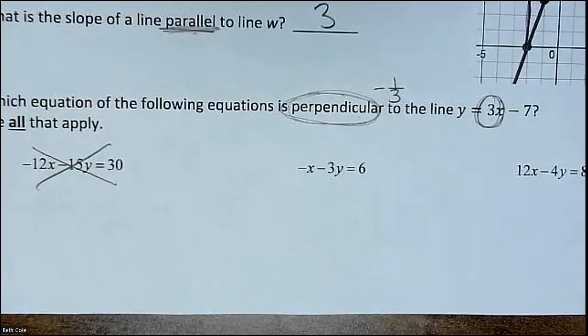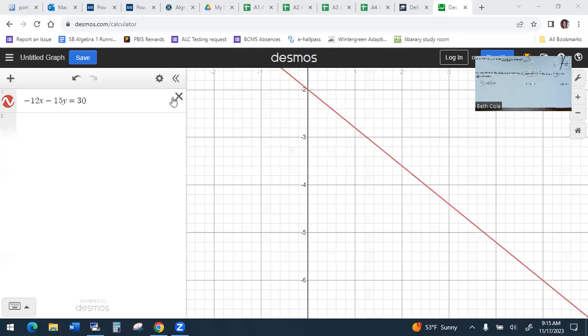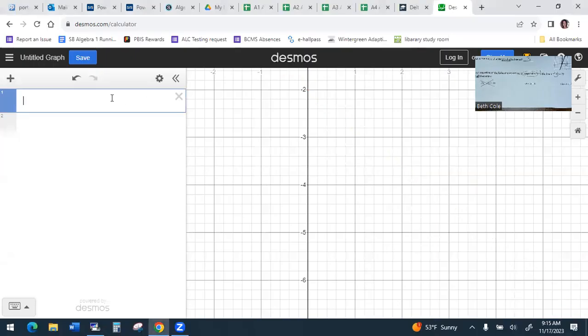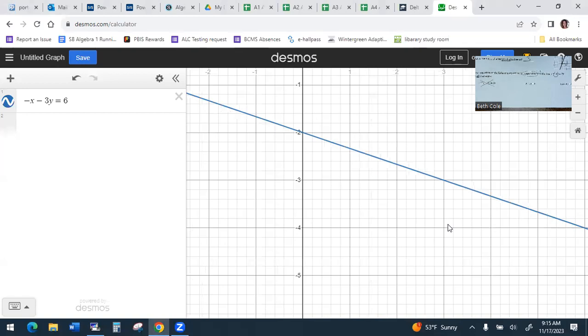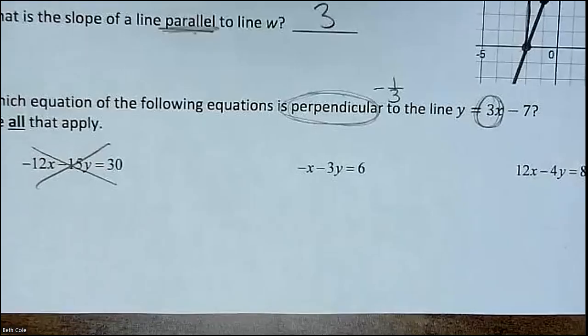So now I'm just going to test the next one. Let's type that one in. Negative x minus 3y equals 6. Does that look like it goes down 1/3? Negative 1/3 slope. Yes. Okay. Down 1/3. We do want that one.